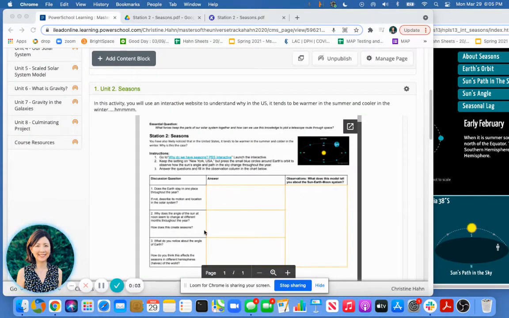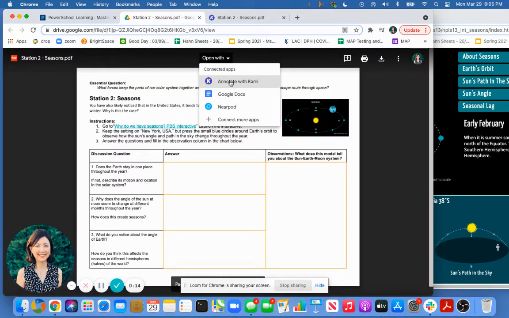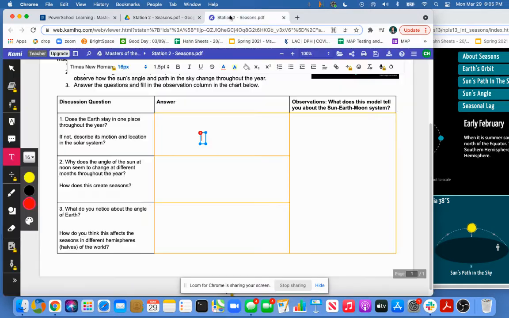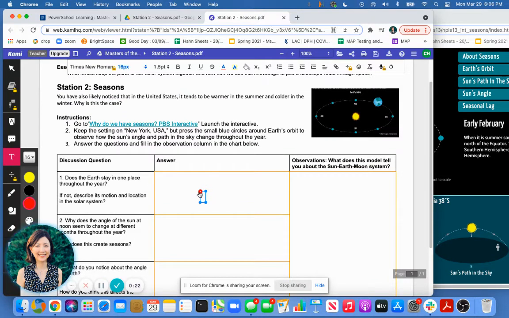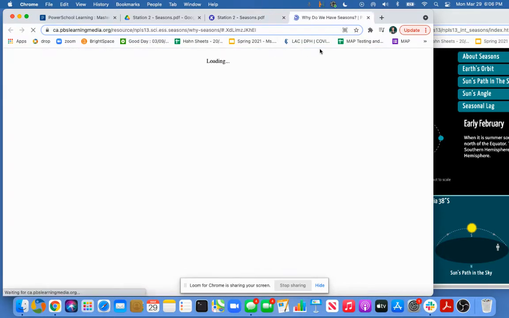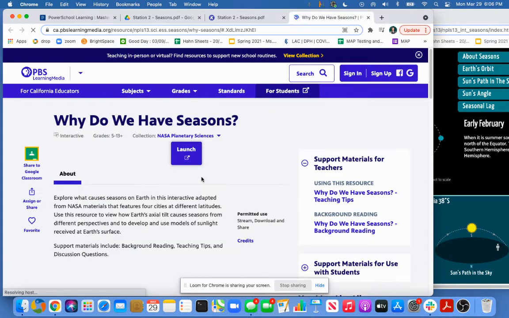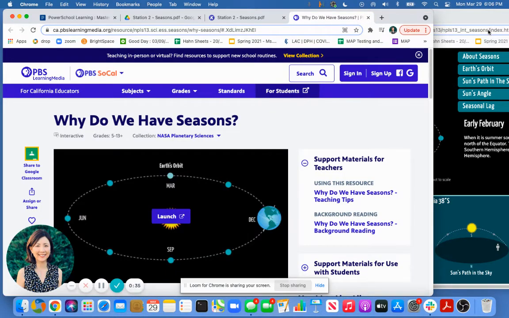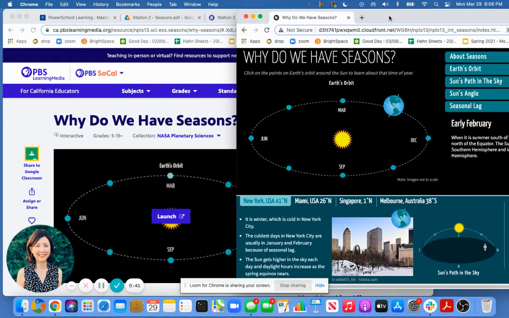I'm going to go over this activity, Seasons, for those of you who need a little bit of help. What I would do is click here and pop that open, and then open it with Cami so you can write on the document. Do not open it with Google Docs because that will change the formatting and it becomes strange. Then click on this, and this will launch. This will open up this page, and then you're going to click on Launch, and that will open up this page. So let's have both open.